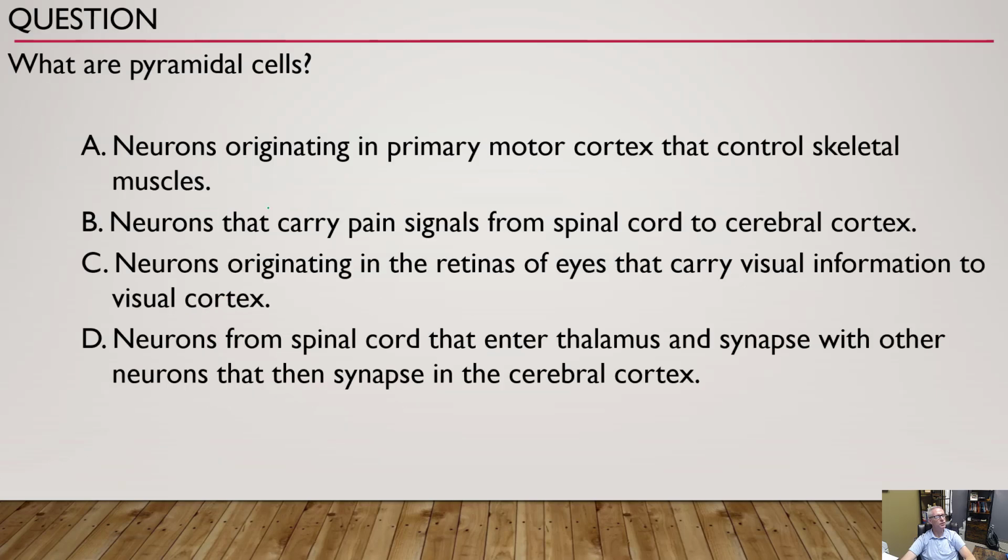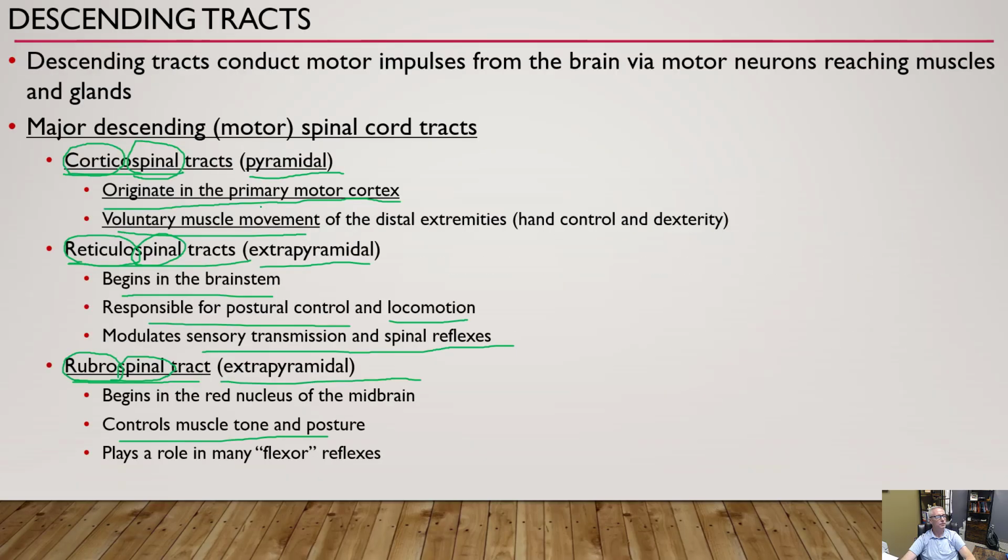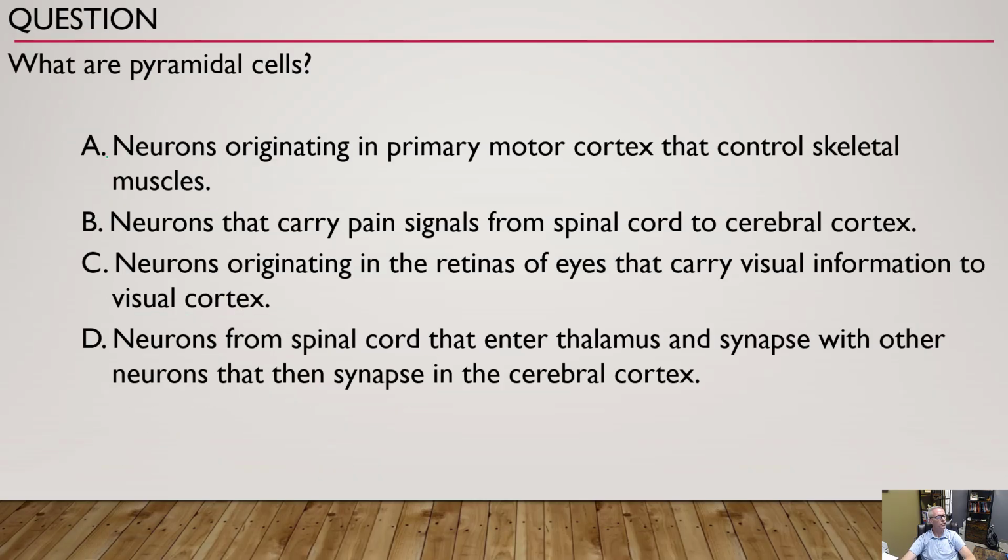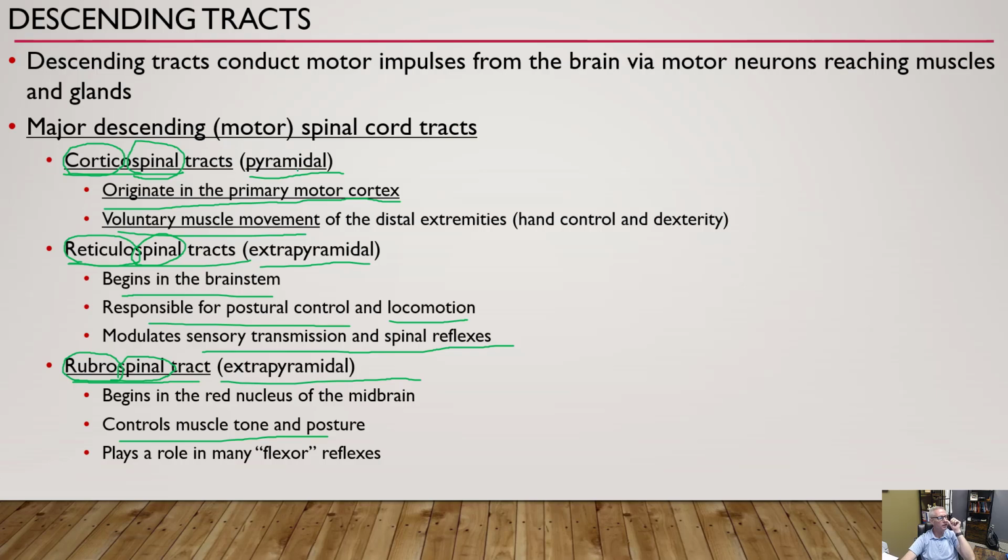So to answer this question, what are pyramidal cells? If we go back and look at where pyramidal and extrapyramidal originate, what do they do? Basically, pyramidal cells are neurons that originate in the primary motor cortex, and they control skeletal muscles. Pyramidal: primary motor cortex, and control skeletal muscles, voluntary muscle movements.